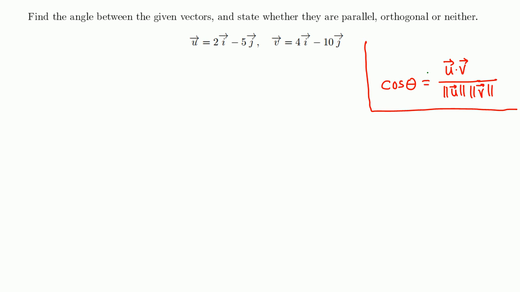So let's find the dot product that goes on the top. So u dot v is, we just multiply the coefficients of i's, 2 times 4 which is 8, plus then we multiply the coefficients of j's, negative 5 times negative 10. So negative 5 times negative 10 is just 50, and 8 plus 50 is 58. So that goes on the top. Now we need to find the magnitude of this vector and this vector.